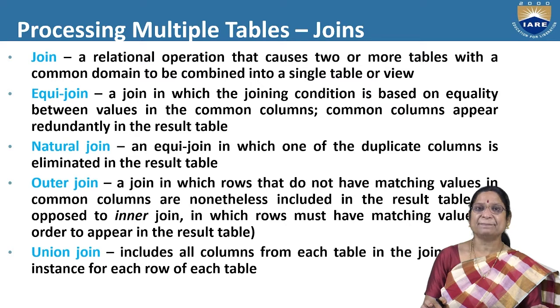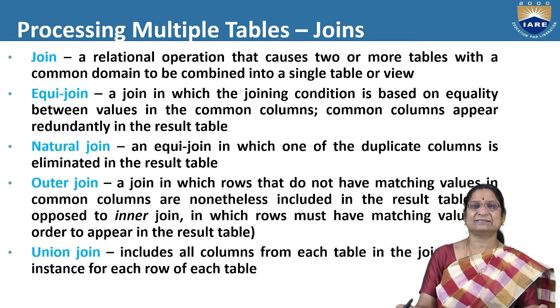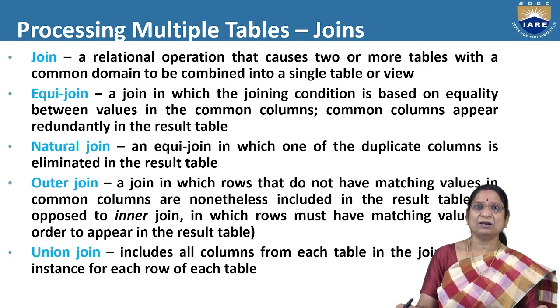But sometimes we need to retrieve data which does not satisfy the condition, from either of the tables or from both tables. In such cases, we use the outer join. We'll discuss it in a little more detail in further slides. A union join includes all columns of the first table as well as the second table; for each row in that instance, the connection will be a union.